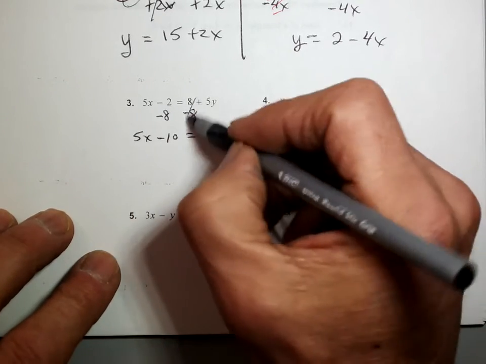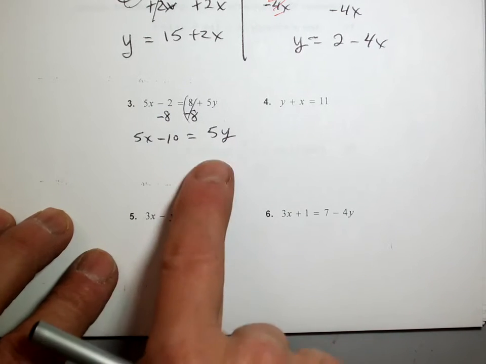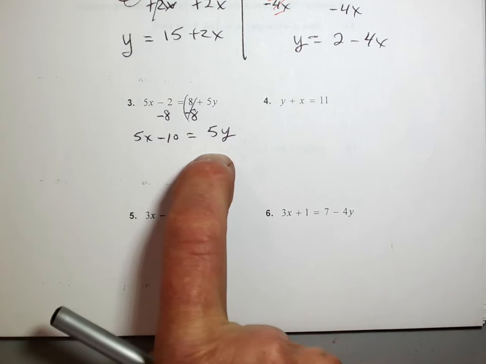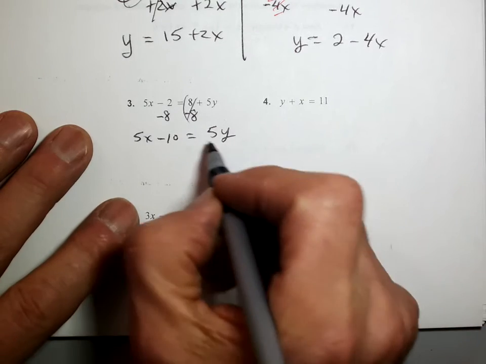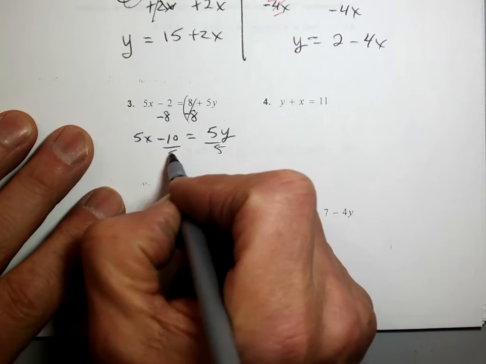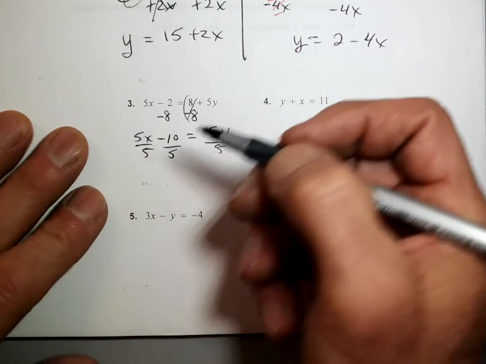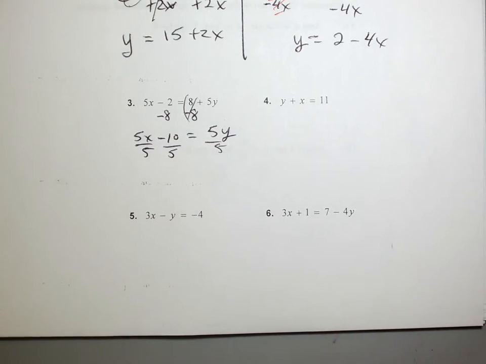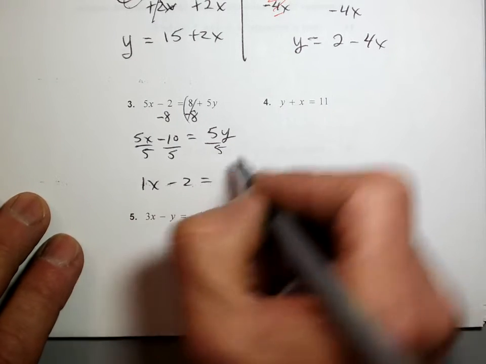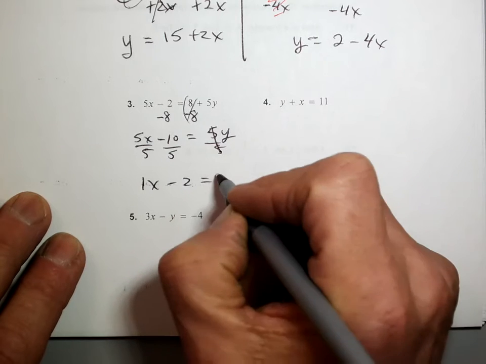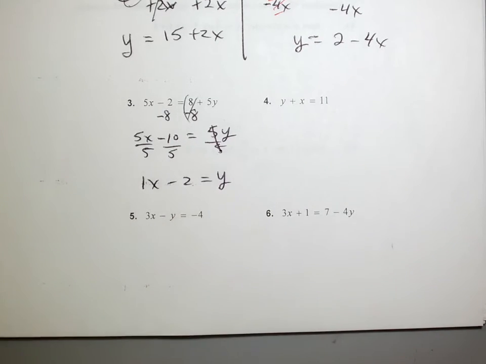So the 8's gone. Now I want to get y by itself. I've got a 5y, so I'm going to divide everything by 5. Divide everything by 5, and I wind up with a 1x minus 2 equals, the 5's cancel, and I'm left with y. Don't subtract these. That is a 1x minus 2. That's my answer. Don't subtract those, okay?